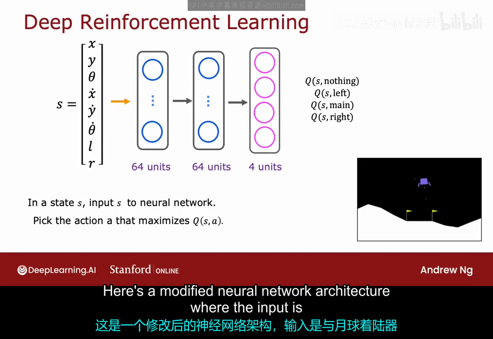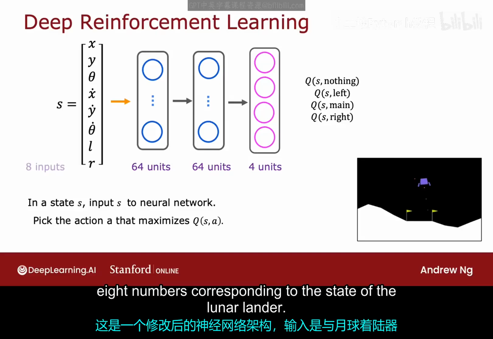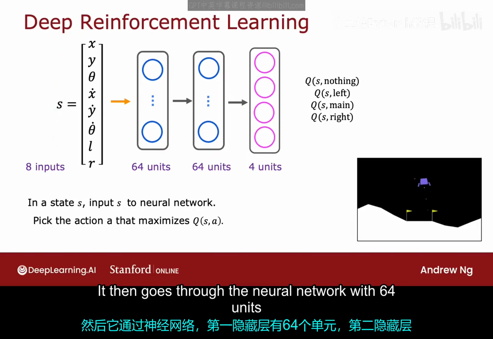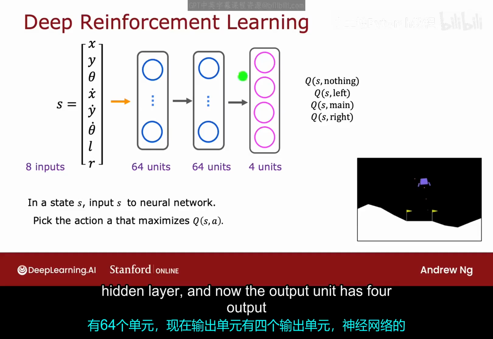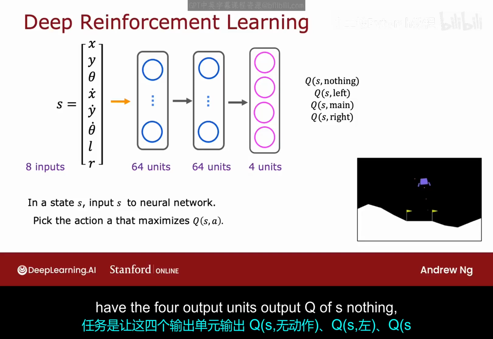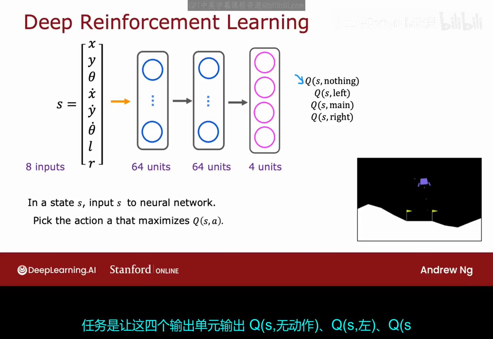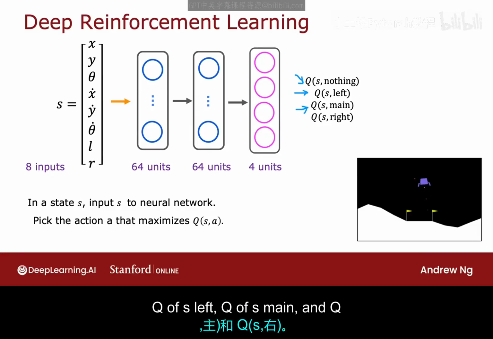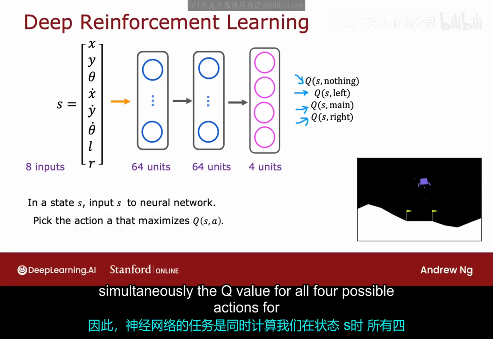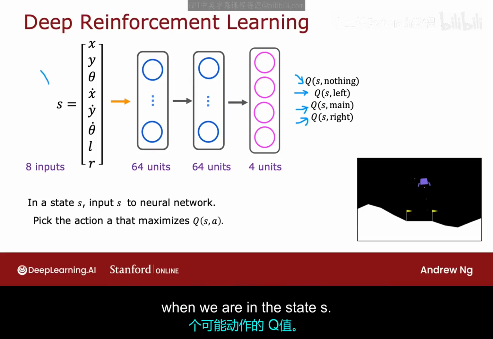Here's a modified neural network architecture where the input is 8 numbers corresponding to the state of the lunar lander. It then goes through the neural network with 64 units in the first hidden layer, 64 units in the second hidden layer, and now the output layer has 4 output units, and the job of the neural network is to have the 4 output units output Q of S, nothing, Q of S, left, Q of S, main, and Q of S, right. So the job of the neural network is to compute simultaneously the Q value for all 4 possible actions for when we are in the state S.